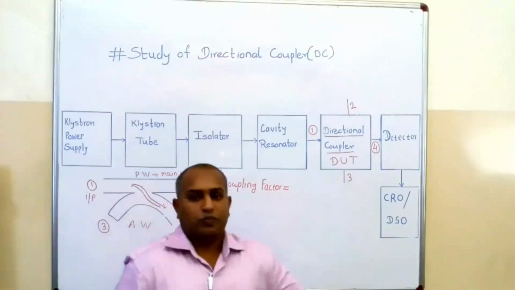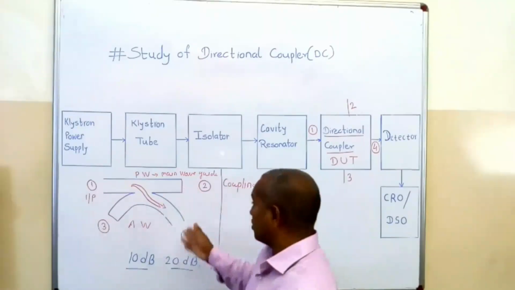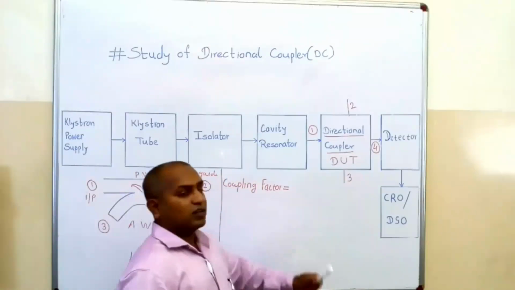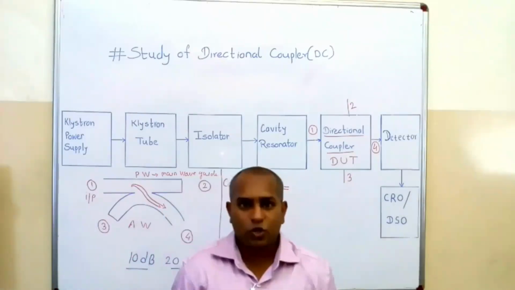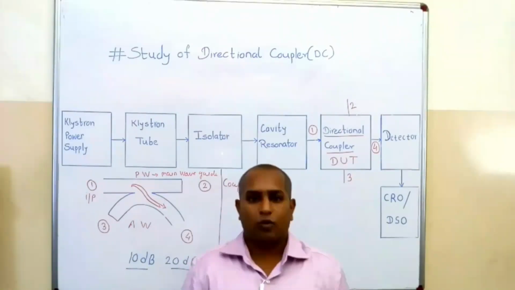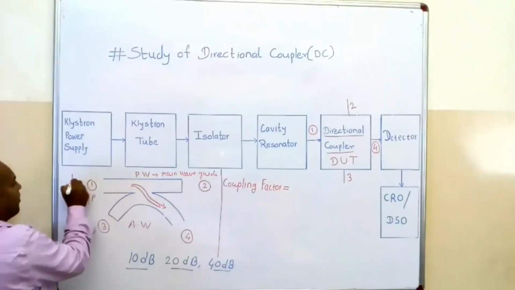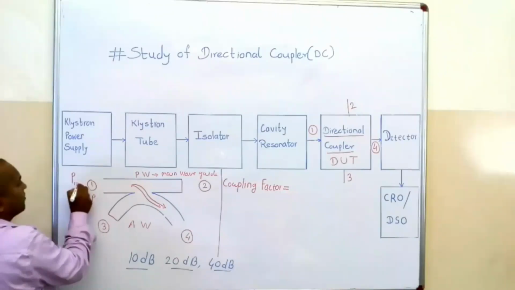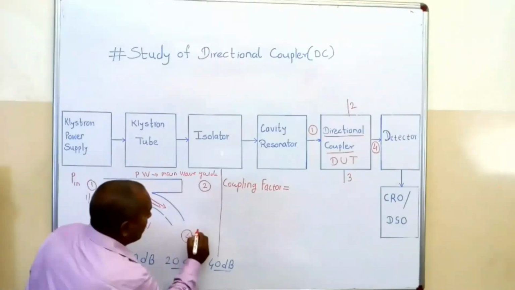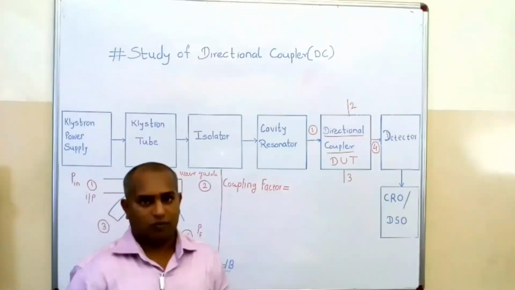Yes. So according to the definition, or according to the structure and working of the directional coupler, the coupling factor is nothing but the ratio of input power to the coupled power. Here we will refer to the input power as P in, and we will use the coupled power, that is PF, across port number 4.